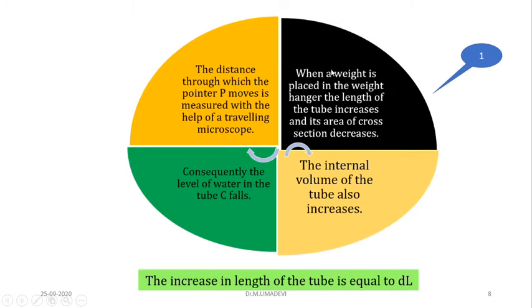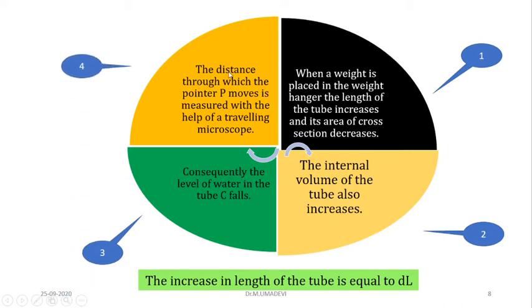First, when we place the weight in the weight hanger, the length of the tube increases and the area of cross section decreases. Second, the internal volume of the tube also increases. Third, the level of water in the tube C falls, that means it reduces.